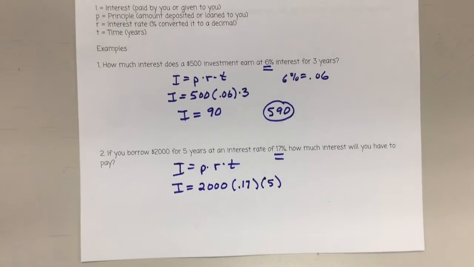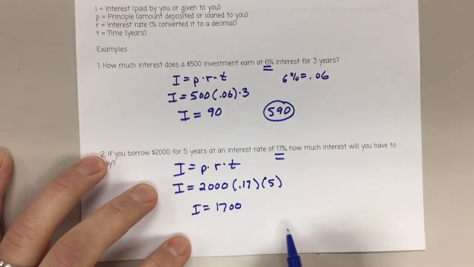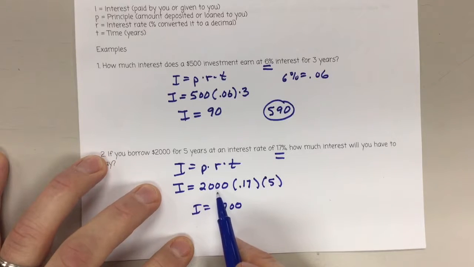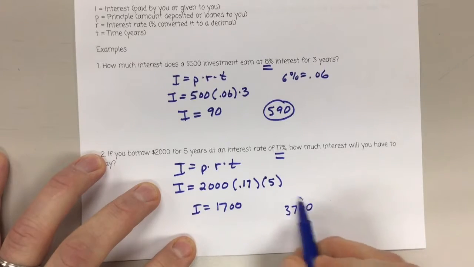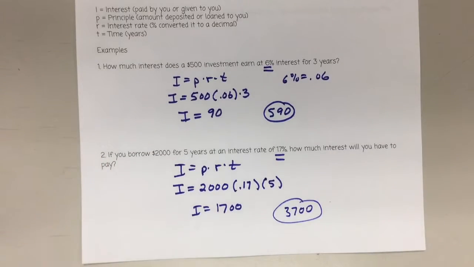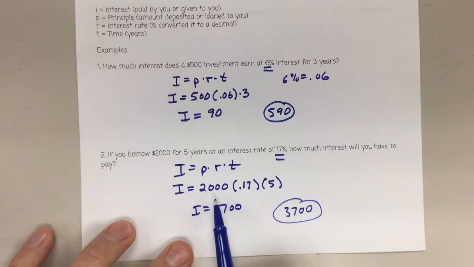So if I multiply 2,000 times 0.17 times 5 years, the interest I would pay is $1,700. So that means if I bought something on my credit card for $2,000, I would end up owing the credit card back $3,700. That's why you need to be careful with credit cards, because you can end up paying a lot more than the item actually costs.